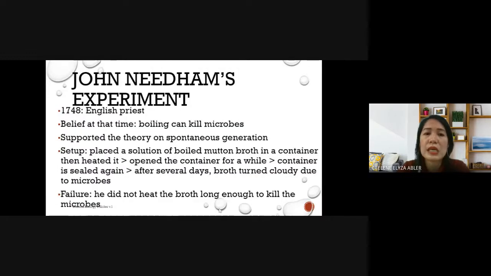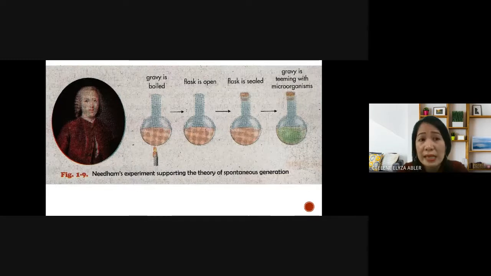Another experiment is by a scientist named John Needham. Here we go again, another priest. His experiment involved boiling. Because they are British, they are very particular about gravy. Gravy comes from English soups and such. So they used a Florence flask for this one. They boiled it, and if you boil it, leave it open, and seal it after some time, then he said, oh, spontaneous generation is possible.